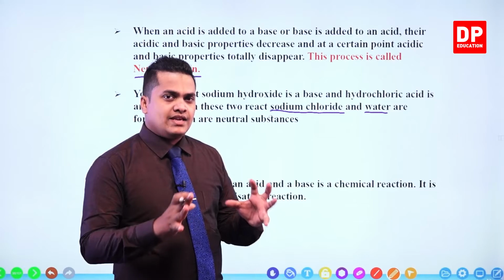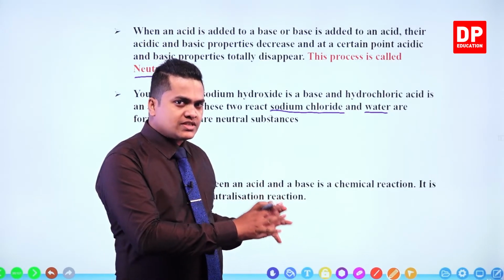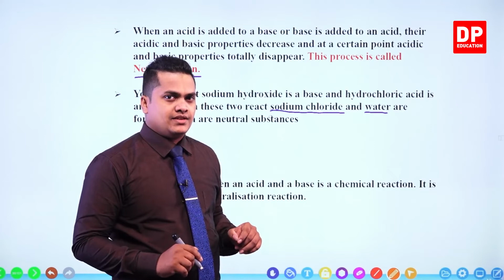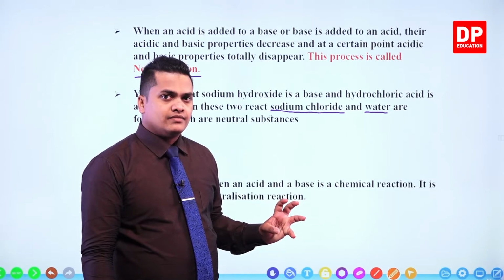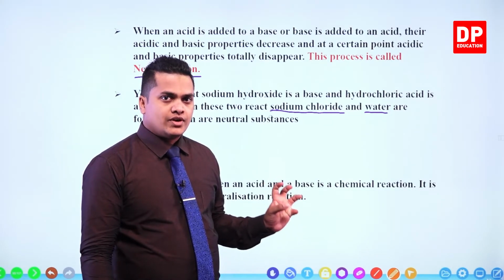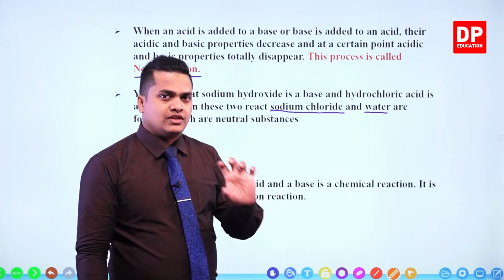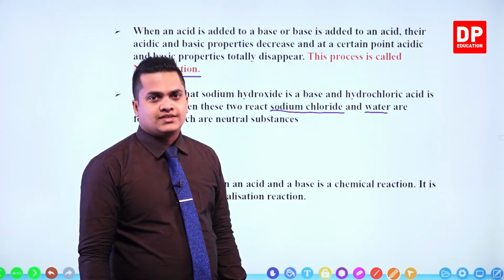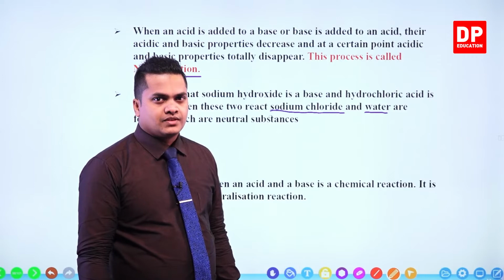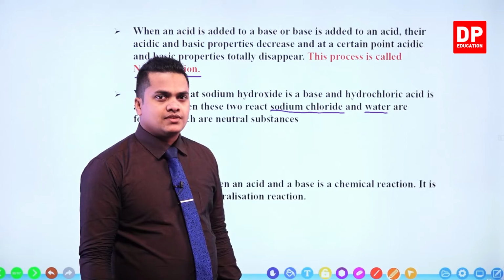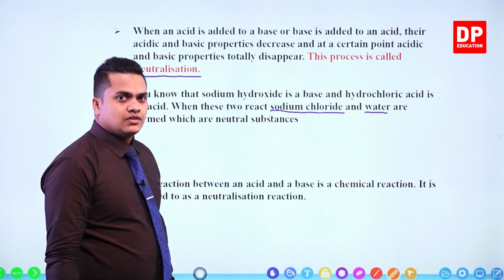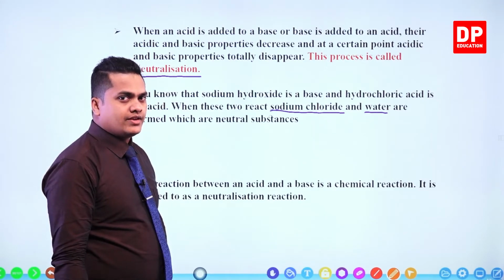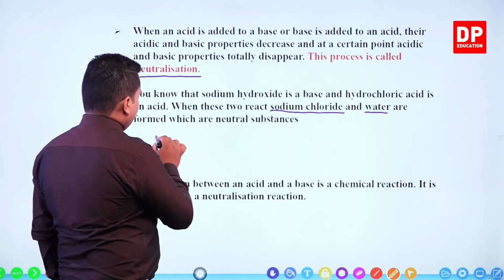So sodium chloride is a good neutral substance. So during the reaction between sodium hydroxide and hydrochloric acid, what are the products which are getting created? Sodium chloride, which is a neutral substance, plus the second substance is water, right? Both the substances are neutral. So we'll write down here what the products are.